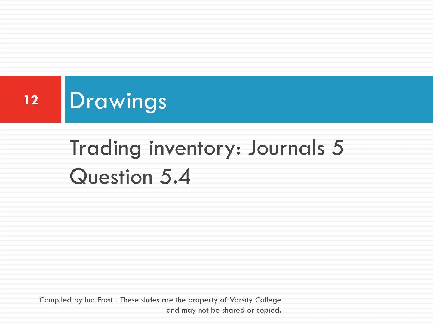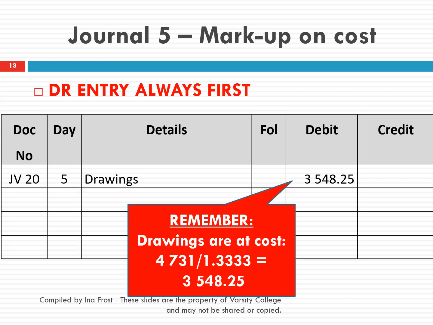The next one we're going to practice is drawings. So again, we're looking at question 5.4 and we're looking at the entry that was listed there on the 5th. On that day, the owner took some of the inventory for their own use. So again, as always, we begin with which general ledger account are we going to debit, and we're going to debit the drawings account because the owner has taken inventory for their own use.